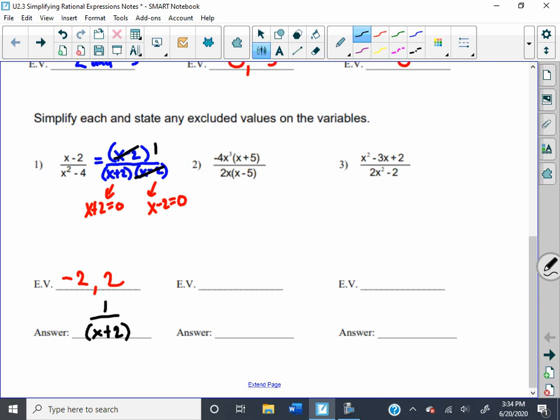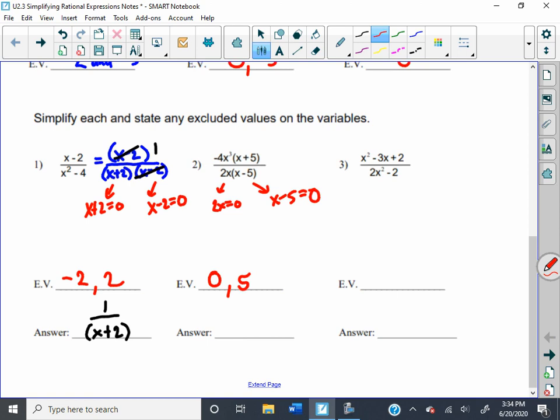All right, number 2. Let's see, the top, the numerator, I can't factor any further. The bottom, the denominator, I can't factor that any further. So everything's factored. Now I want to state my excluded values before I start to cancel anything out. All right, so this 2x, set that equal to 0. Set x minus 5 equal to 0 and solve it. My excluded values are going to be 0 and 5.